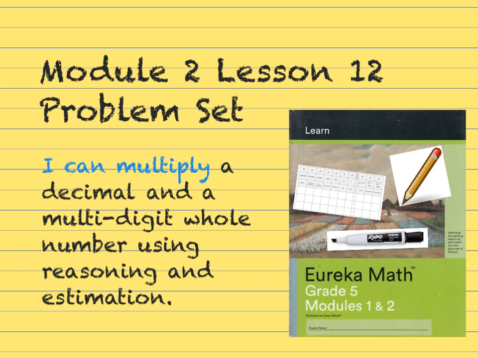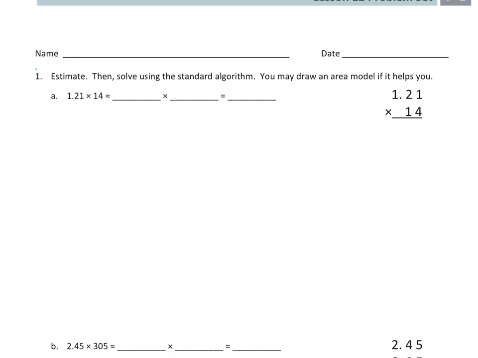And we're doing more multiplying a decimal and a multi-digit whole number and using that reasoning and estimation to help us understand where our product should be. So let's get started with that first problem. All right, guys. Number 1, they want us to do estimation and then solve using that standard algorithm. We can draw an area model, but we're going to skip that so we have more practice doing standard algorithm.